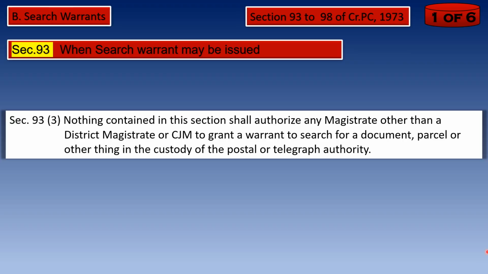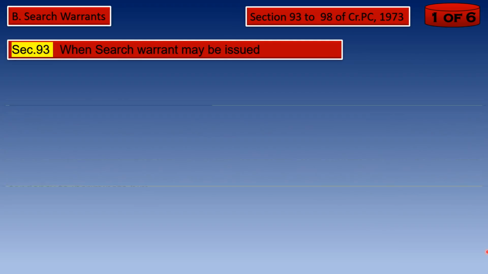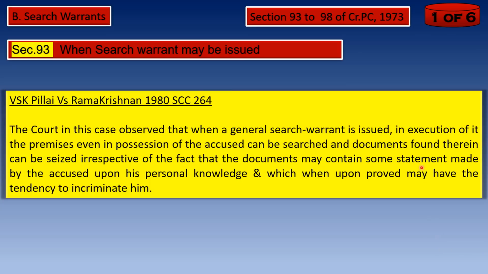Now let's take up an important case. VSK Pillai versus Ramakrishnan, 1980 Supreme Court Cases 264. The court in this case observed that when a general search warrant is issued, in execution of it, the premises, even in possession of the accused, can be searched, and documents found therein can be seized irrespective of the fact that the documents may contain some statements made by the accused upon his personal knowledge and which, when proved, may have the tendency to incriminate him.